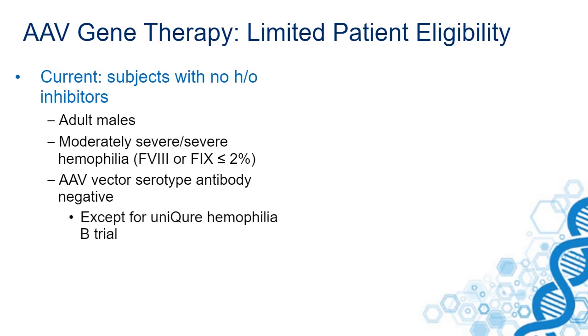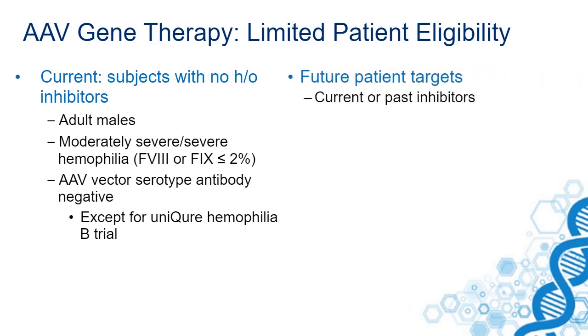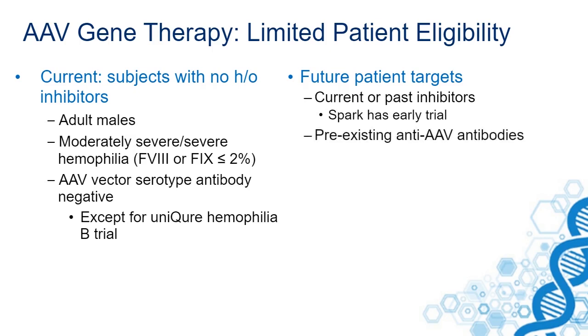Uniqure, in their hemophilia B trial, have low titer vector positivity. And whether that has to do with the titer or whether that has to do with the serotype in terms of still having efficacy, I think we don't completely understand. So future patient targets are current or past inhibitors, and Spark has a trial, and there are other companies who are working on protocols for trial. The pre-existing anti-AAV antibody is an issue and excludes a number of patients.